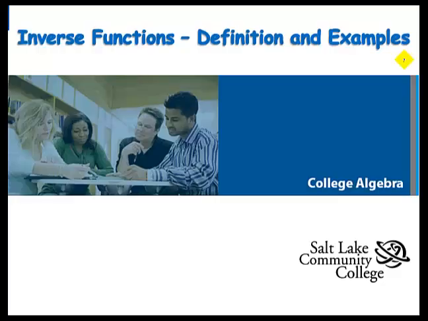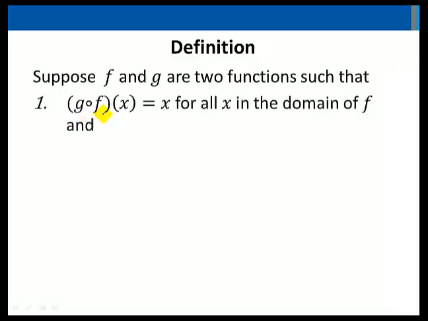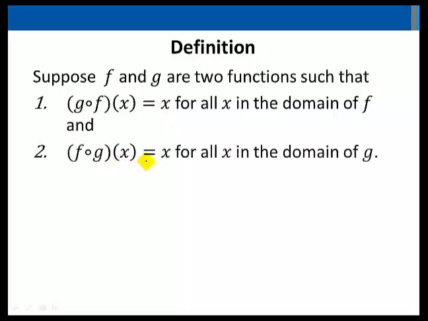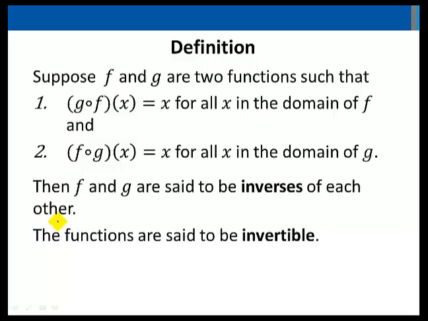This lesson covers the definition of inverse functions and includes a few examples of finding inverse functions. Suppose f and g are two functions such that g composed with f of x equals x for all x in the domain of f, and f composed with g of x equals x for all x in the domain of g. Then f and g are said to be inverses of each other. The functions are said to be invertible.